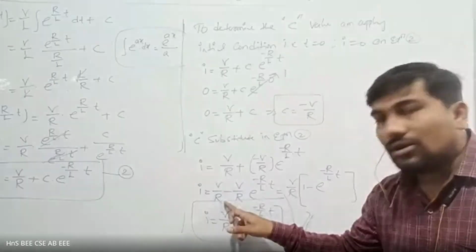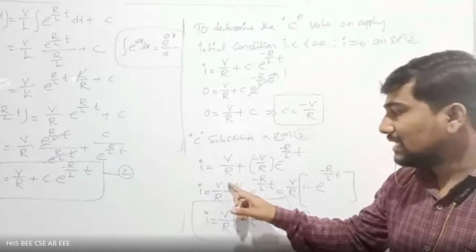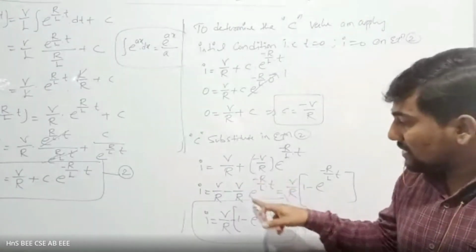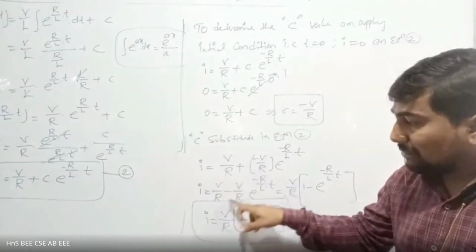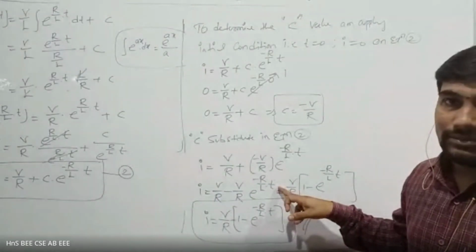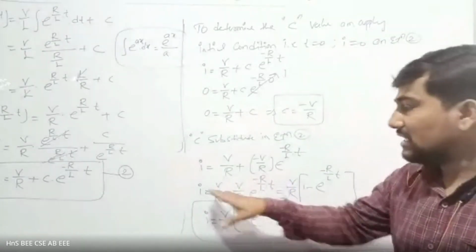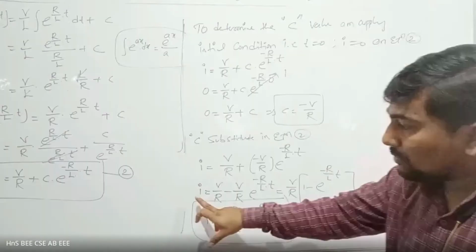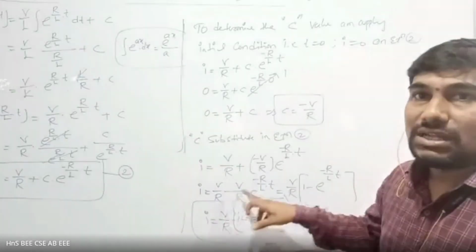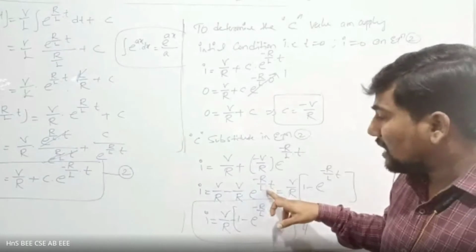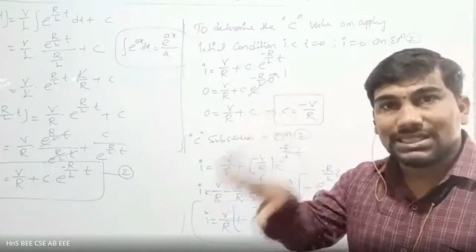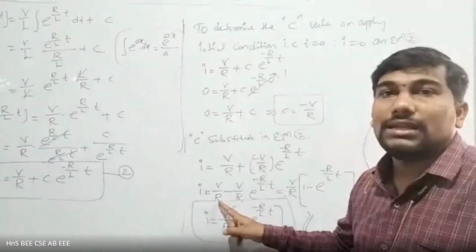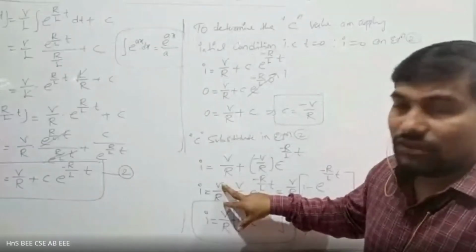This V by R term is called the steady state period. The remaining exponential term is called the transient period. Sorry, first one is the steady state period, and the second one is the transient period. Totally, we have two periods in our general equation. The total response equals steady state response plus transient response. Sir, what is transient response? The initial, sudden change response is called the transient response, and the normal steady state response is this one, V by R.